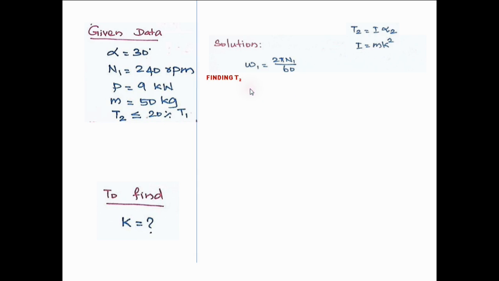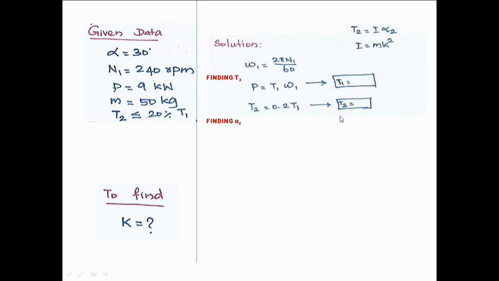Calculation of T2. Now substitute this omega 1 value and the power given in the question. You can get input torque T1. Substitute the input torque in this equation. You can get output torque T2.